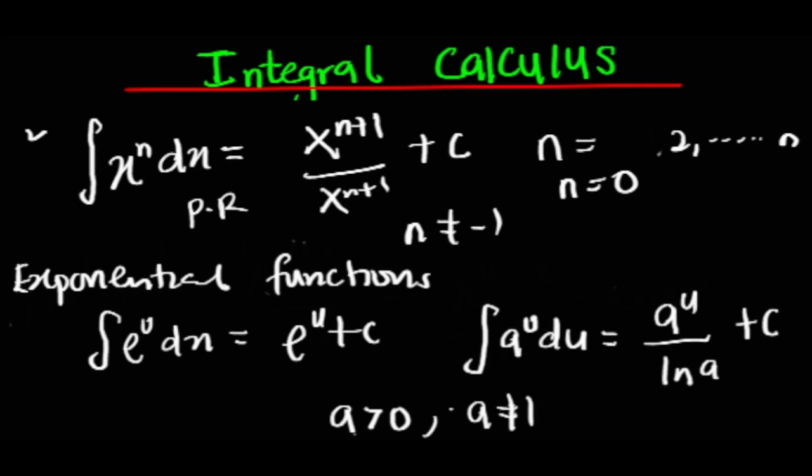So there, a must be greater than 0. That's what you have to understand here. And then a must not be equal to 1. That's just it. So that's what is under exponential function.